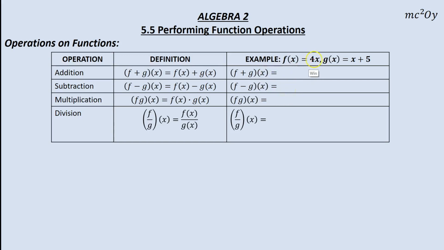Really all that means is you're taking f, whatever f is, in this case 4x plus 1, and you're adding to it whatever g is, in this case x plus 5. So 4x plus 1 plus x plus 5 is a grand total of 5x plus 5. Okay, that is f plus g of x.